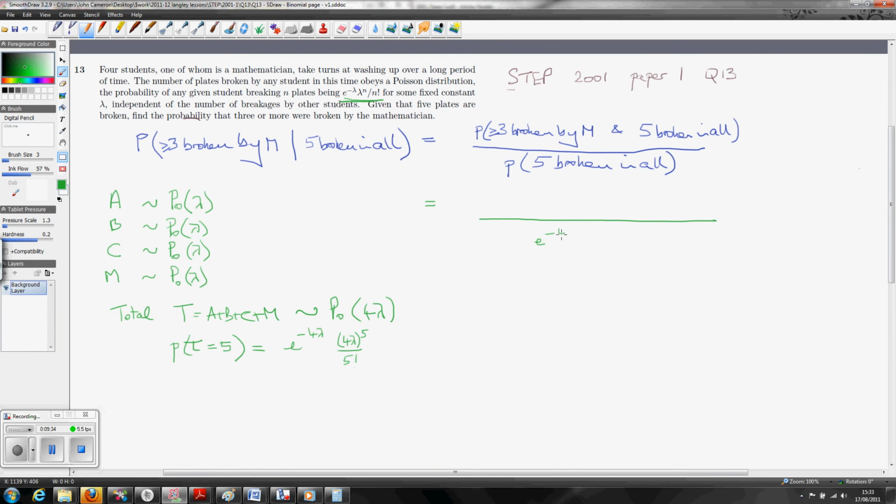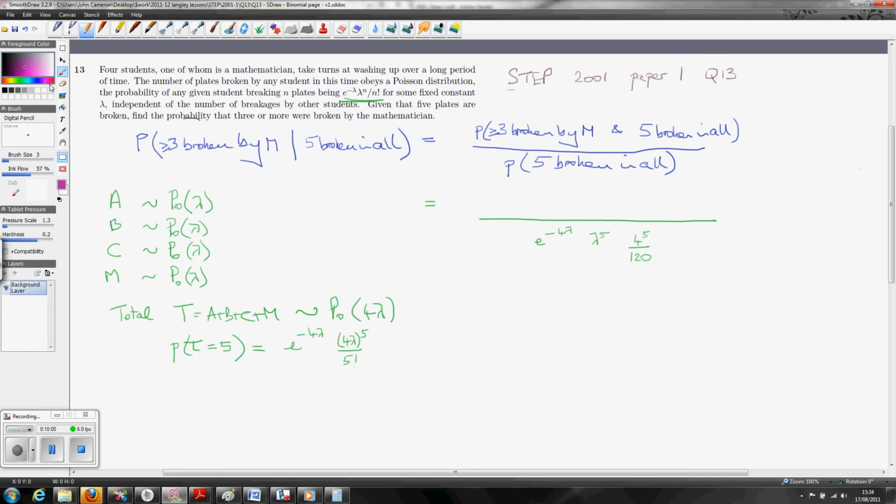It's e to the minus 4 lambda, lambda to the 5, 4 to the power 5, over 120. 5 factorial. Okay, so now we've got to work out the numerator. What's the probability that 5 are broken in all and 3 are broken by the mathematician?